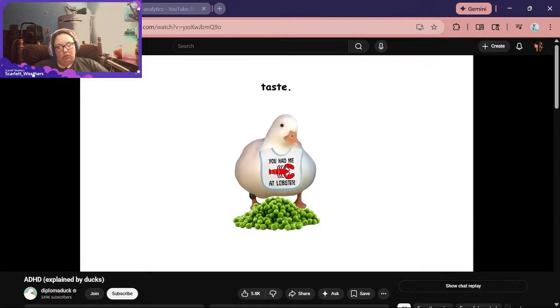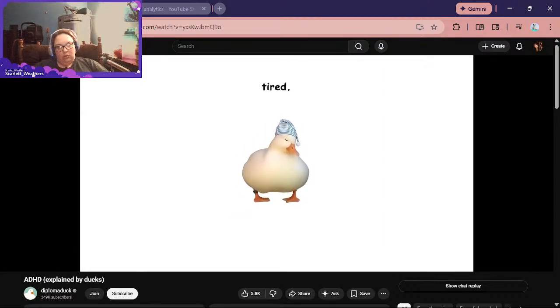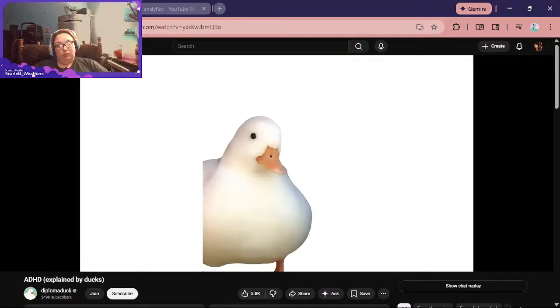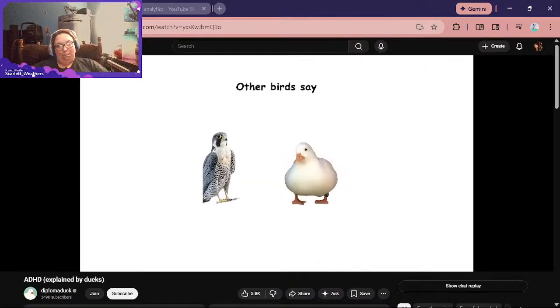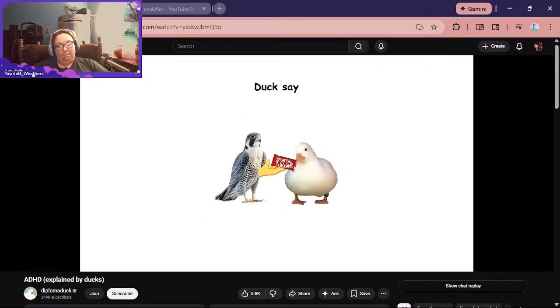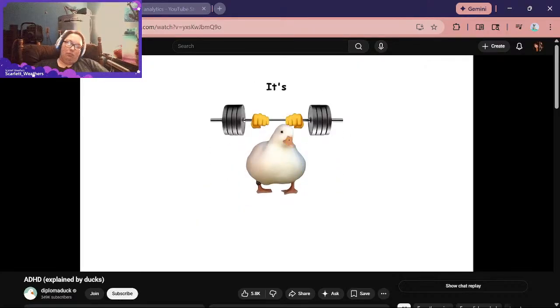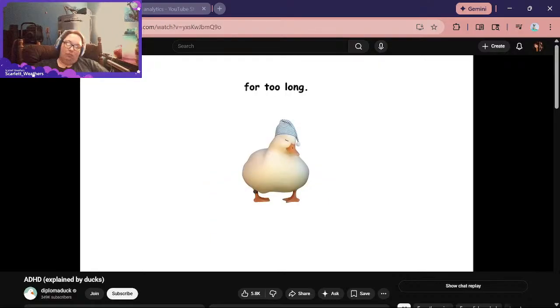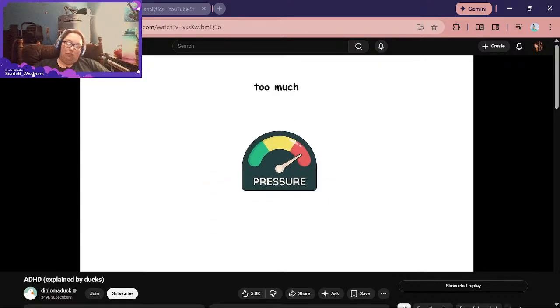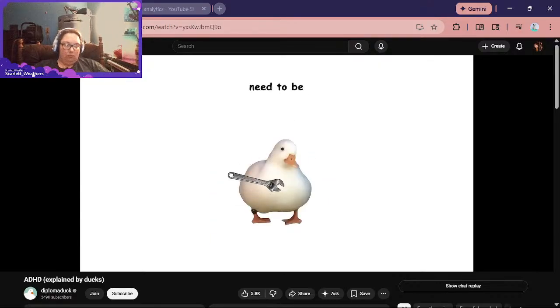Duck eats but doesn't taste. Duck sleeps but still tired. Duck says I'm fine. Duck is not fine. Duck is empty. Other birds say take a break. Duck says this is the break, and it still doesn't help. Burnout is not laziness, not weakness. It's too much for too long with not enough rest and way too much pressure. Duck doesn't need to be fixed.